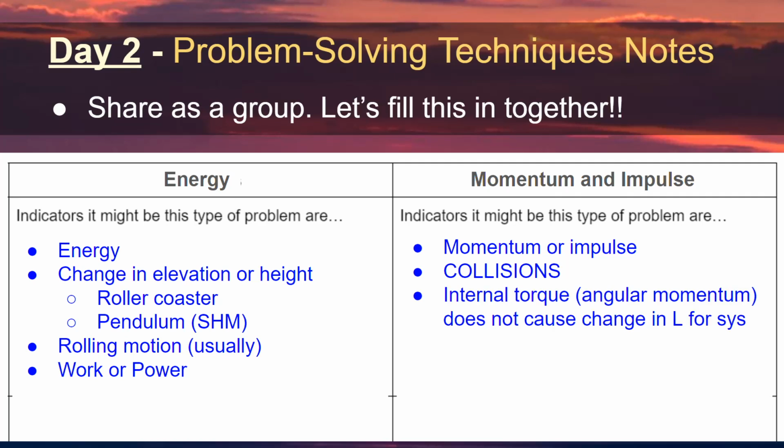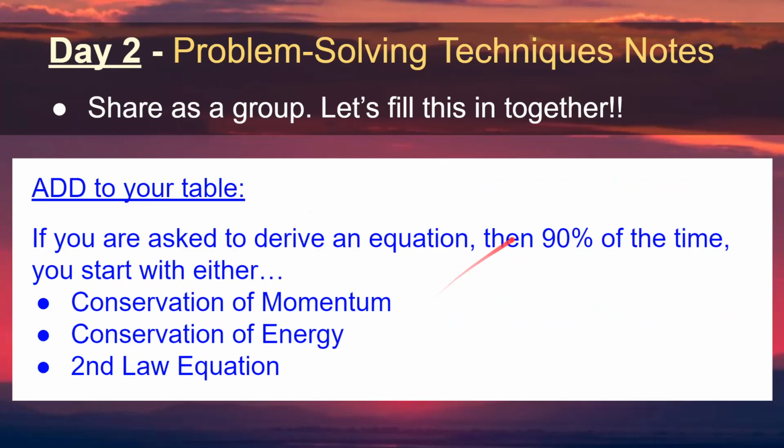Internal torque, again as a reminder, does not cause a change in angular momentum for the system. That's something that they came up with last year. But again, indicators that you might have that type of problem: if you see a question about angular momentum, you do need to remember this, so that any torques that are internal to the system are not going to cause a change in angular momentum, just like any forces that are internal to the system aren't going to cause acceleration of the system either. All right, that's all we filled in there last year.